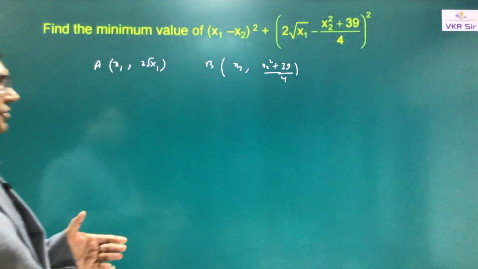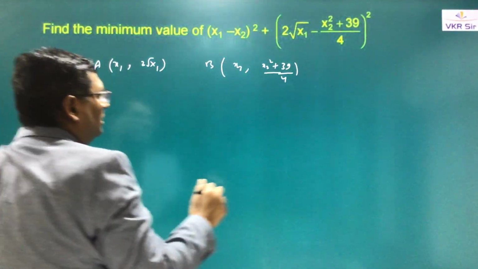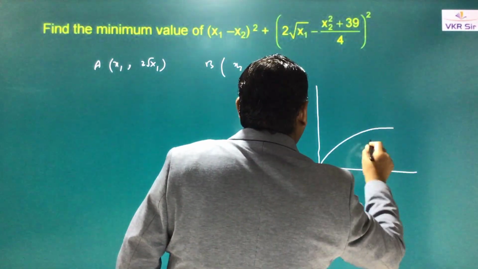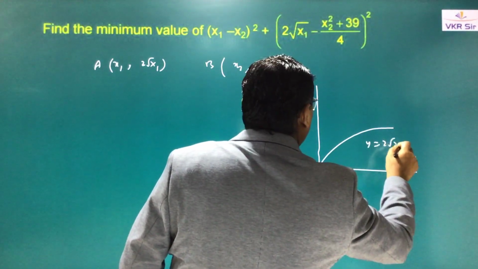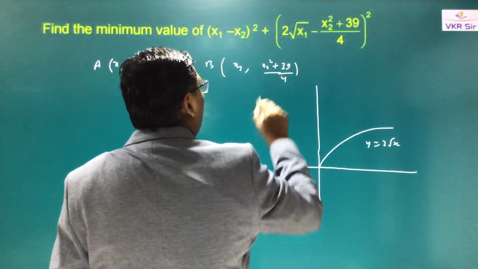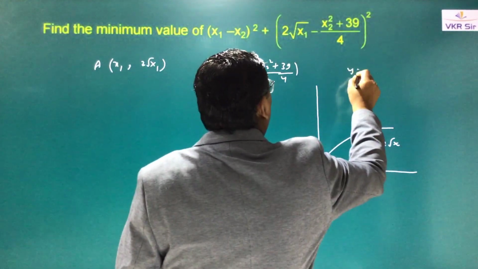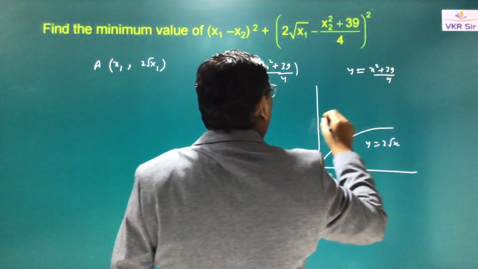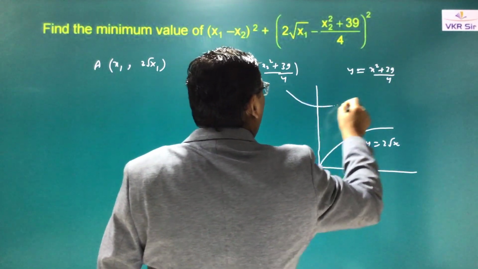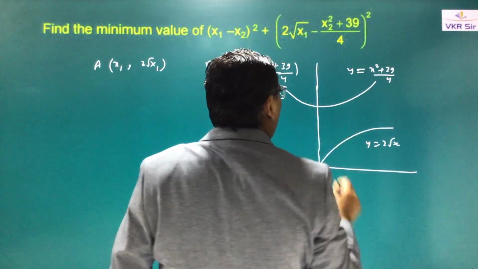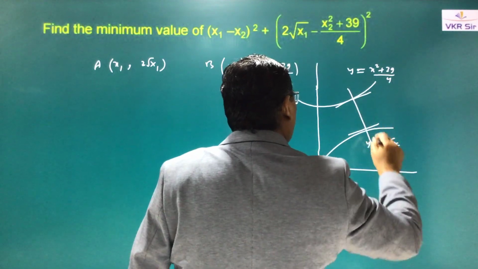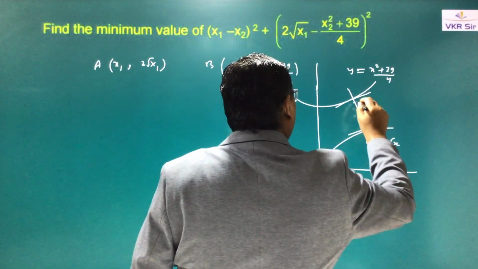In the form of curves, this is sitting on this curve y equal to 2 root x, and what is this doing? This is sitting on this curve y equal to x square plus 39 by 4. So we can draw it like this. And now again we are interested in getting a common normal here. All right.